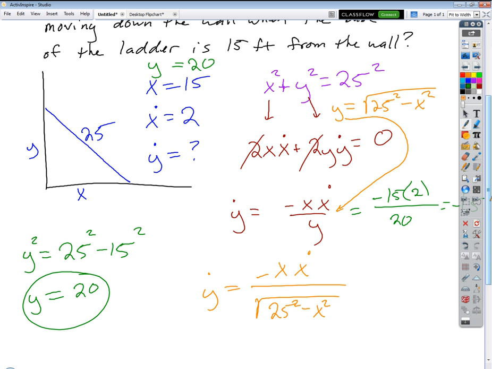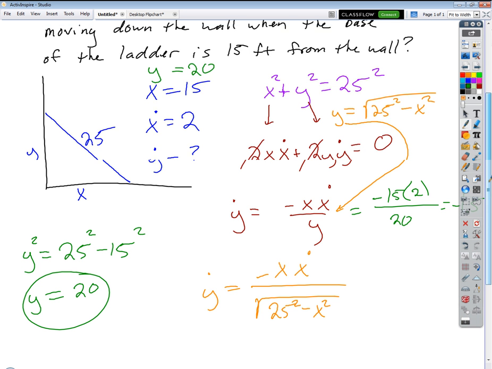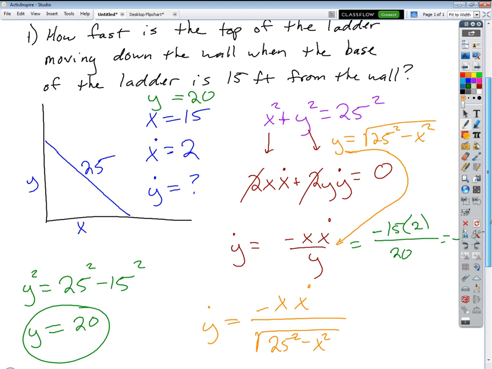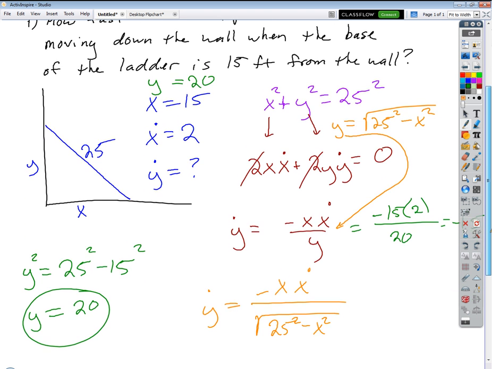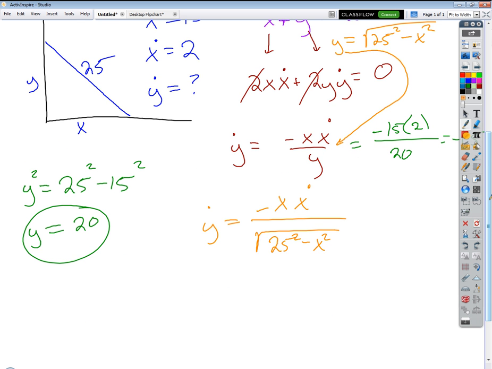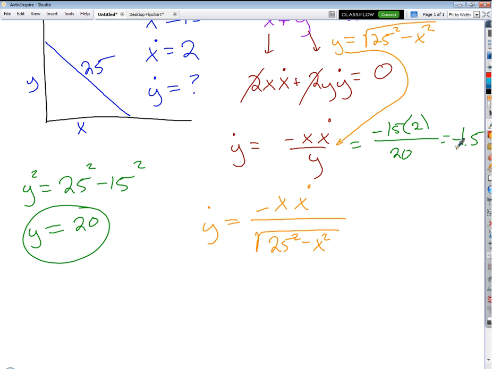Now we have to be careful when we answer this question. How fast is the top of the ladder moving down the wall when the base of the ladder is 15 feet from the wall? At 1.5 feet per second. Why don't I include the negative sign? Because isn't it moving down? It is, you're right. So we don't need to put the negative.